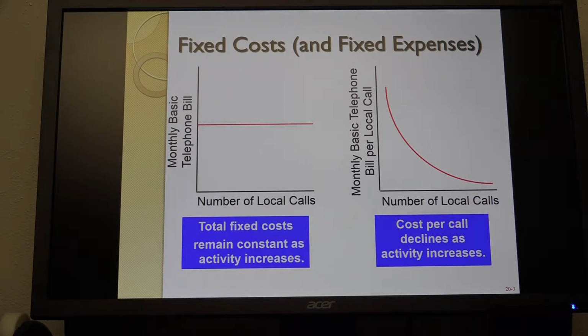Now, again, I said within a relevant range. Well, what if you only have capacity in your warehouse for 1,000,000 units? If you wanted to produce 2,000,000, you'd have to expand the facility. Well, that's that relevant range. So within the relevant range, whatever capacity this cost will hold, in this case the warehouse, that cost is $10,000 a month.